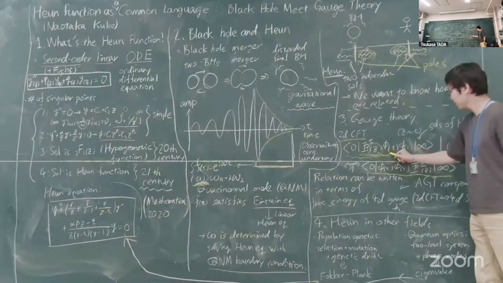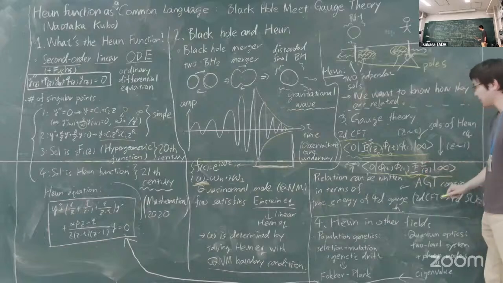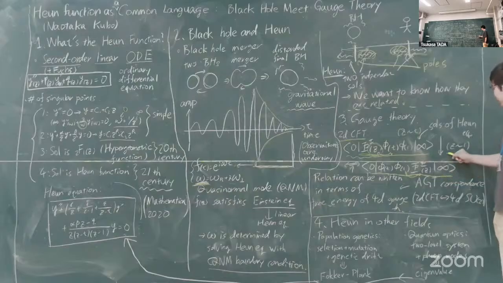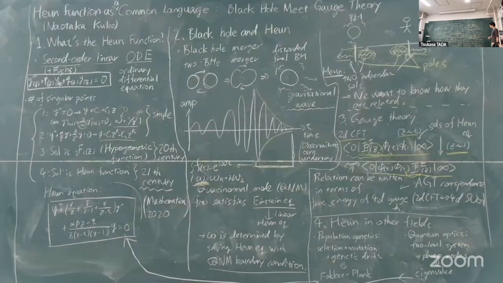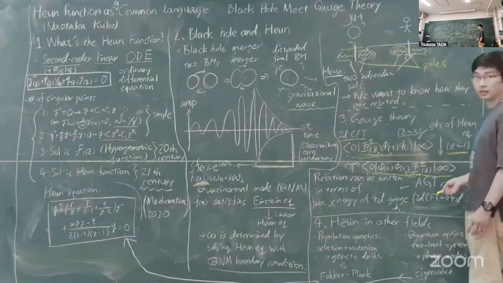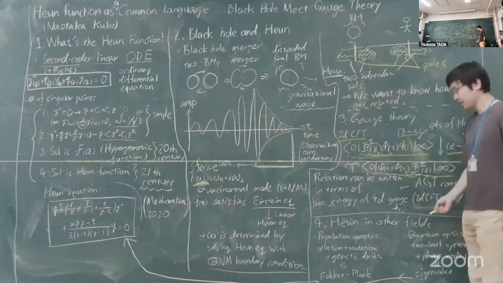And in this case, because z is near 1, the position is changed. So this function can be interpreted as a solution near z equal t, z equal 1. Another important point and very strong result is that the relation between these two correlation functions can be written in terms of the free energy of four-dimensional gauge theory.